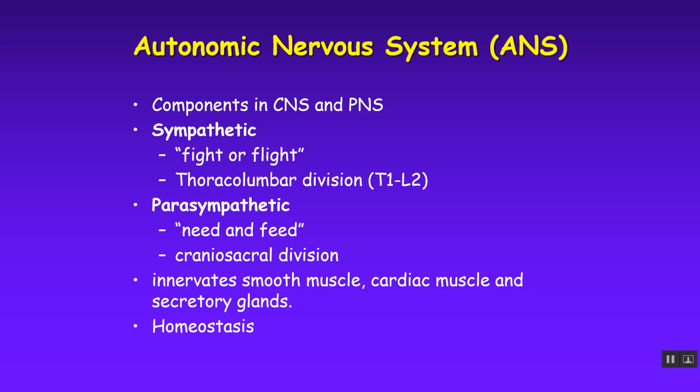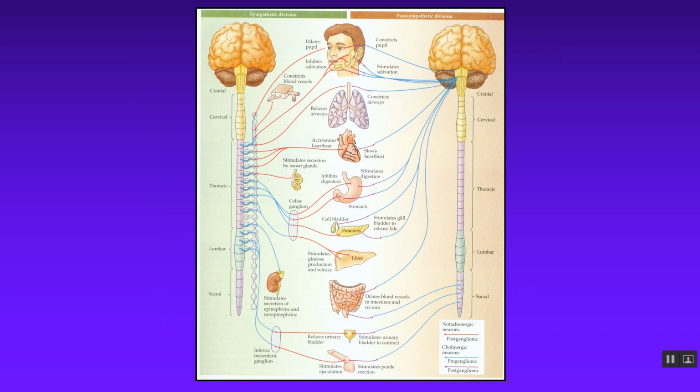Both the sympathetic and the parasympathetic tend to innervate smooth muscle, not your striated muscle, plus cardiac muscle and secretory glands. They tend to have opposing actions, not always. Sometimes they have complementary actions, especially in sexual function. But they are mainly geared around maintaining homeostasis, whatever you need to maintain normal homeostasis under different environmental conditions and different stresses. So that's just really quick on the autonomic nervous system.